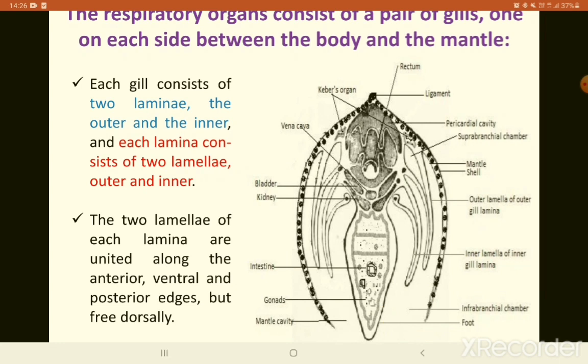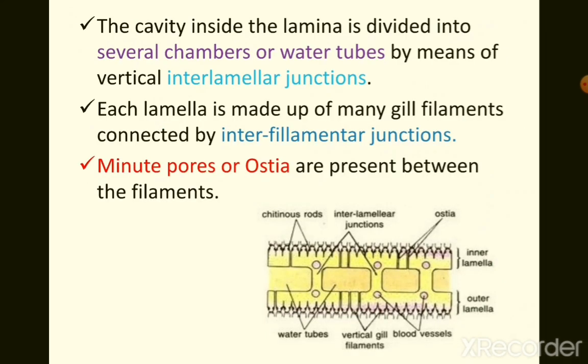So each gill plate or lamina is formed of two similar flaps, which we already discussed, and we call them lamellae. These lamellae are joined to each other except dorsally; on all other sides they are joined, so that they give rise to the formation of a long bag-like structure. And these lamellae, if you see, are made up of a number of gill filaments. See the picture here, this actually gives you a magnified view.